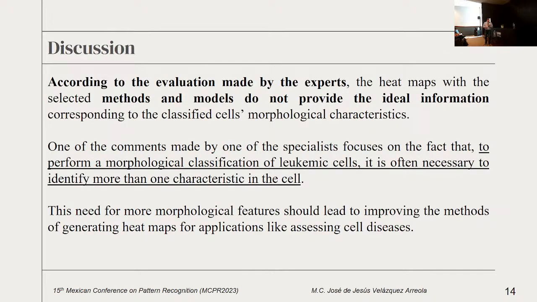The discussions. According to the evaluation made by experts, the heat maps obtained using these methods and these models don't provide the ideal information. Why? Because it's often necessary to identify and mark the main classes, for example, the shape of the cells, the area of the nucleus, the number of black holes, and different characteristics usually present in leukemia cells. It is necessary to classify whether it's a healthy cell or a cell with a leukemia category.